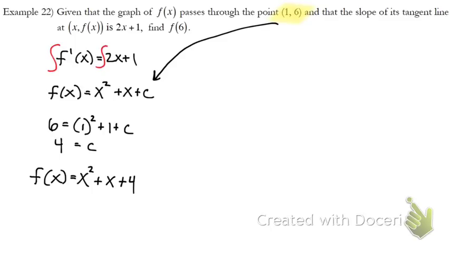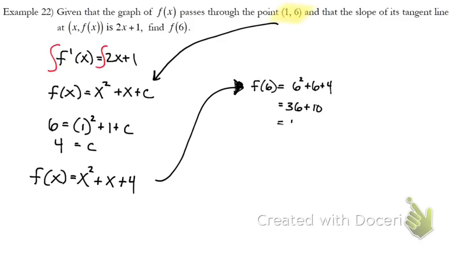What they're asking for is they want to know f of 6. So now that I know what f of x is, I can come back over here and just evaluate. If I substitute 6 into the equation to figure out f of 6, I get 6 squared plus 6 plus 4, which gives me 36 plus 10, which is 46. So the original function evaluated at 6 is the y value 46. And that is the end of this lesson for today.